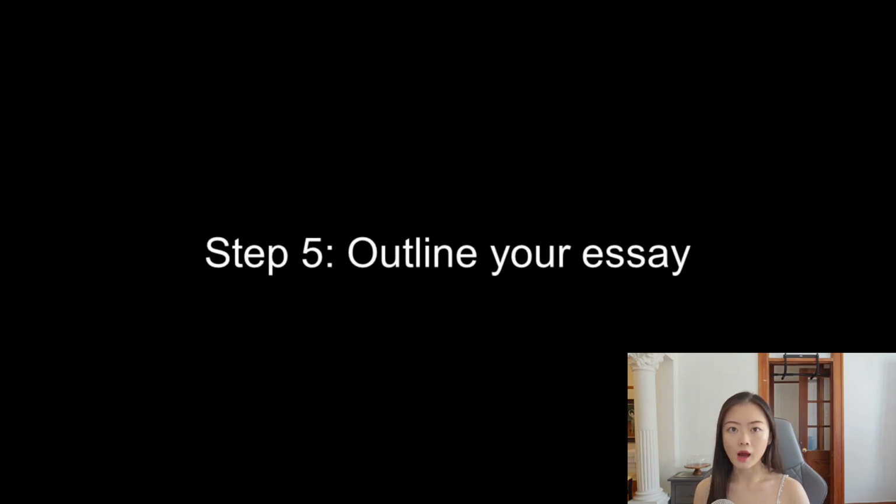Number 5. Outline your essay. After your general research and massive reading, you've already read more than 15 relevant articles, and these readings should be able to help you write a brief outline of your 2,000-word essay. If you do not know how to write an outline, please watch the other video I posted last week, how to structure your 2,000-word John Locke essay.